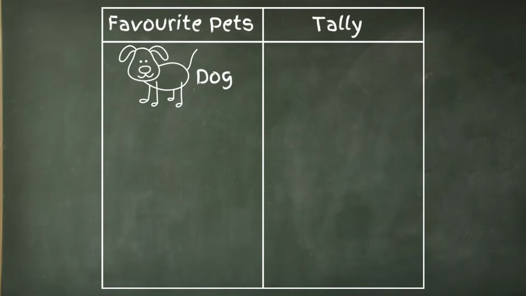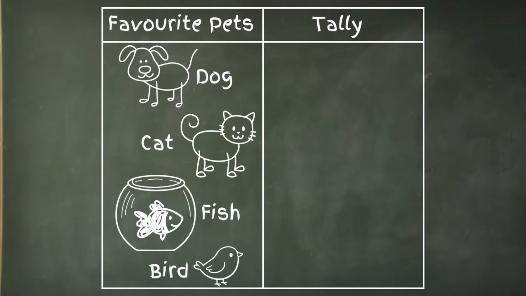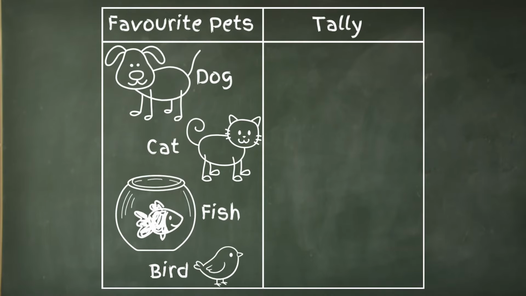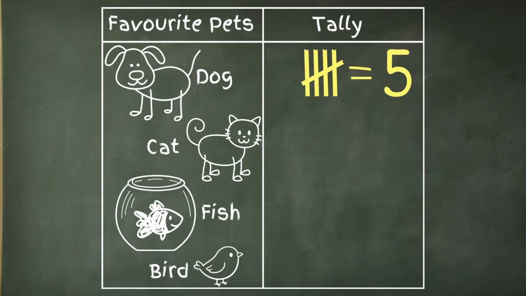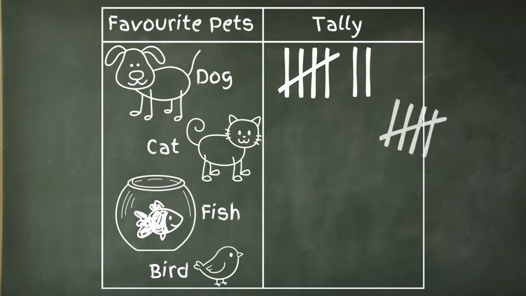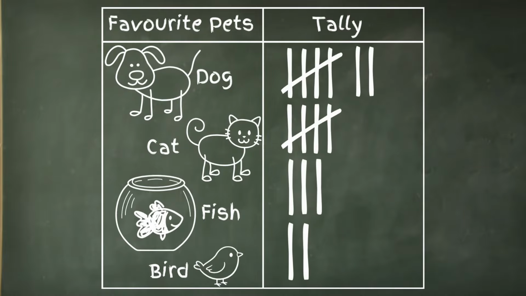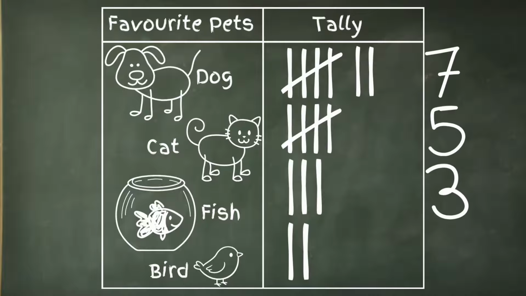Now we collect data. Data is information we gather. Every time someone says dog, we make a tally mark. 1, 2, 3, 4, 5. 5 tallies make a bundle, so counting is easy. Next, we count our tallies and sort them into groups. Dogs 7, cats 5, fish 3, birds 2.